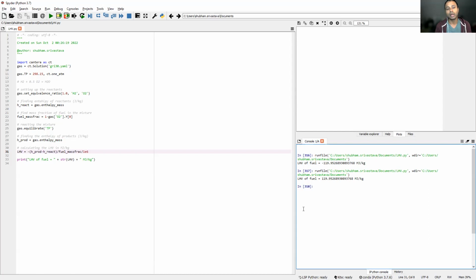Now for the higher heating value, this is an exercise that I'll leave to you. For calculating the higher heating value, you will have to find out the mass of water that was produced in this reaction. We've done these things before. The way we have found the mass fraction of oxygen in the reactants, using some similar logic, you will have to calculate the mass of the water produced in the products. And once you know the mass of water that was produced, you have to add the heat of vaporization or heat of condensation of that amount of water to the LHV to get the HHV, or the higher heating value.